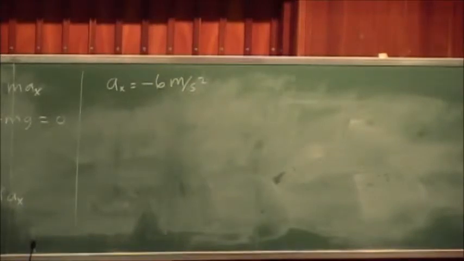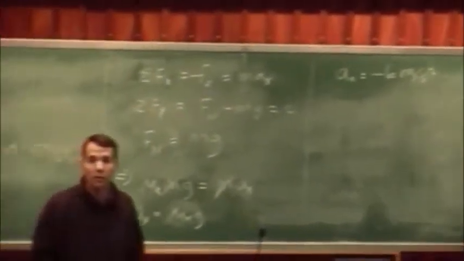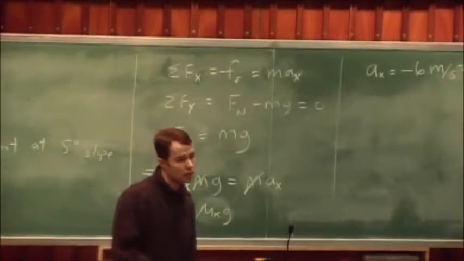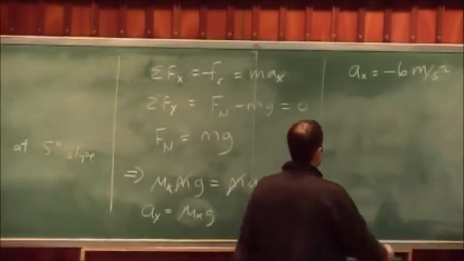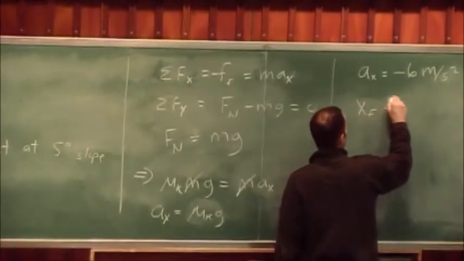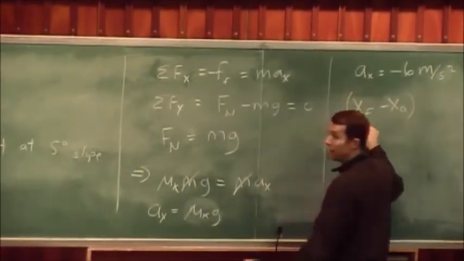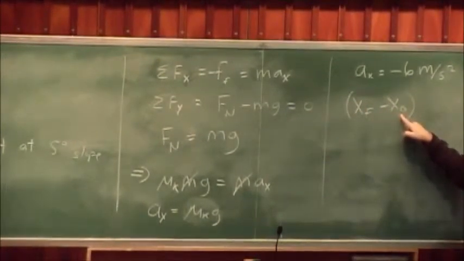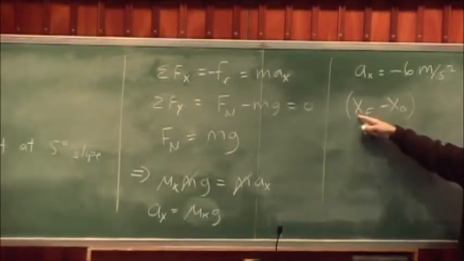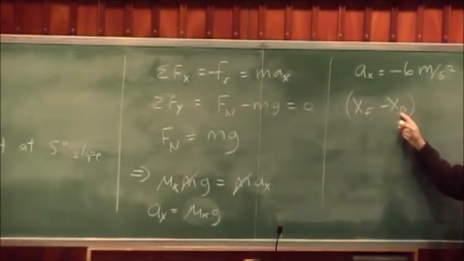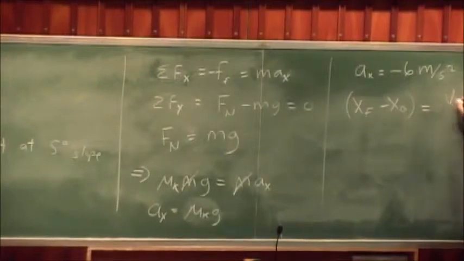So now how are we going to find out how far it moved before it comes to rest? Well, there's one very good equation, which is x final minus x initial. That's the distance that it moves, because we're going to assume that x final is some value, and x initial we can just say is 0. That is equal to v squared minus v0 squared all over 2ax.